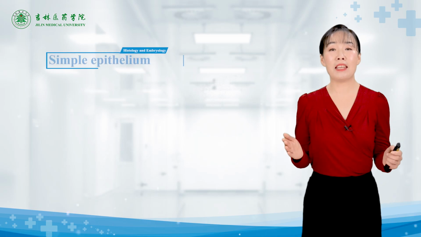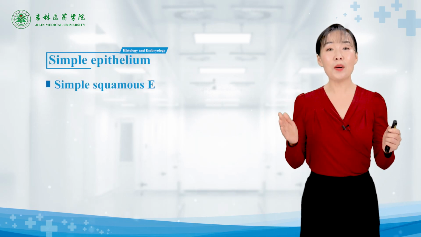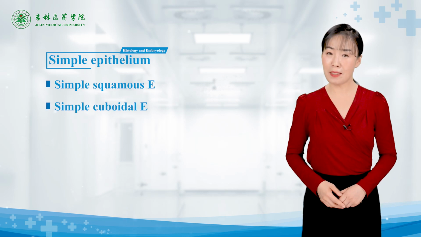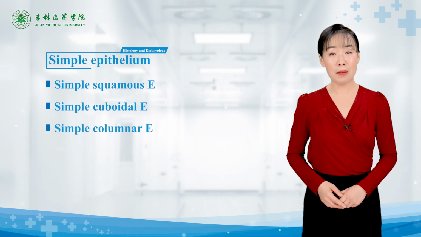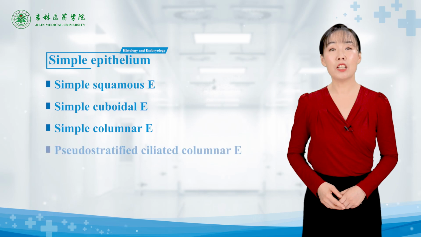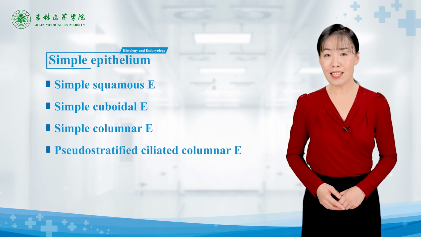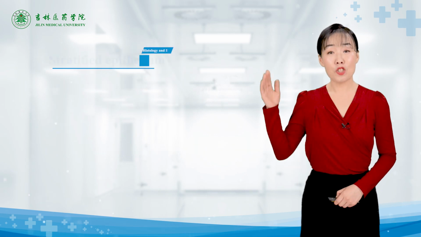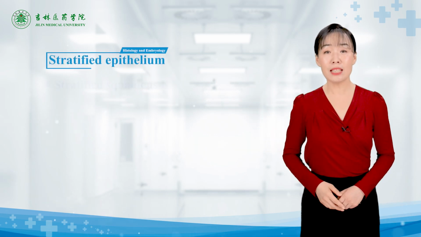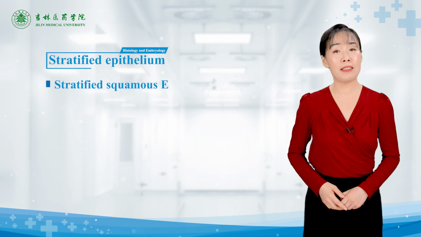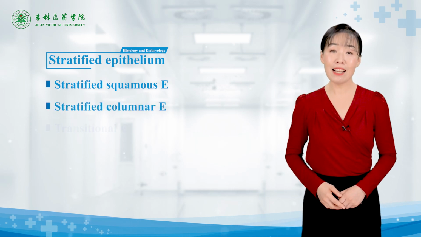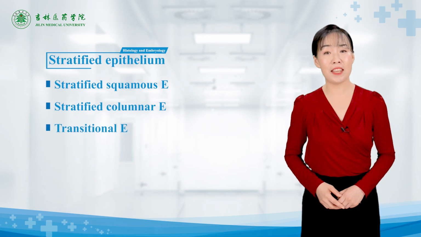So simple epithelium includes simple squamous epithelium, simple cuboidal epithelium, simple columnar epithelium, and pseudostratified ciliated columnar epithelium. Stratified epithelium includes stratified squamous epithelium, stratified columnar epithelium, and transitional epithelium.